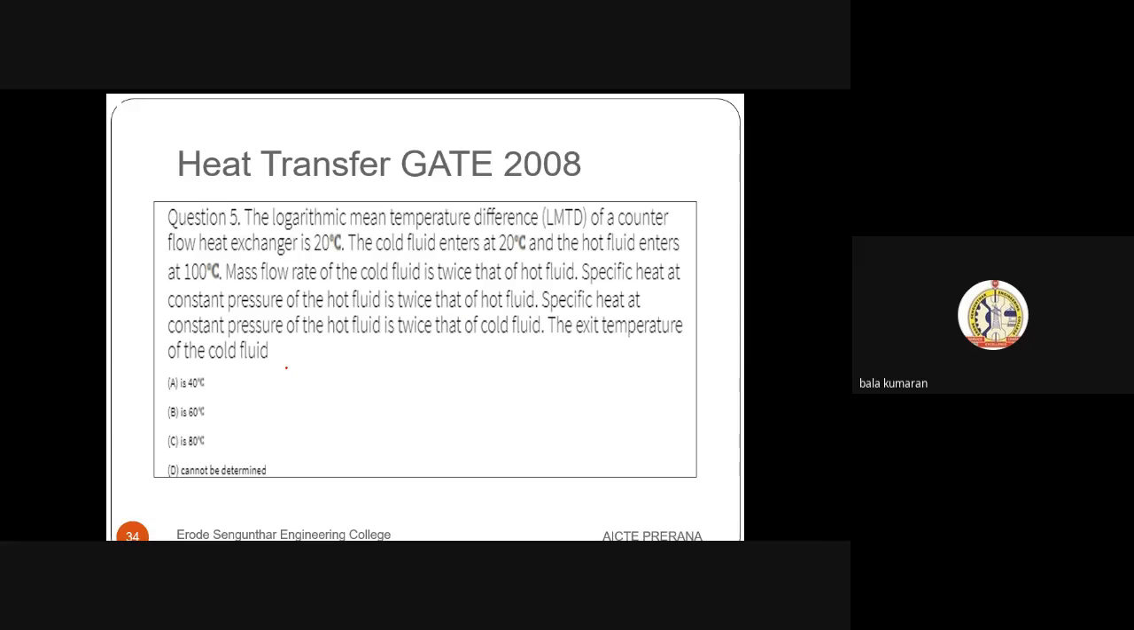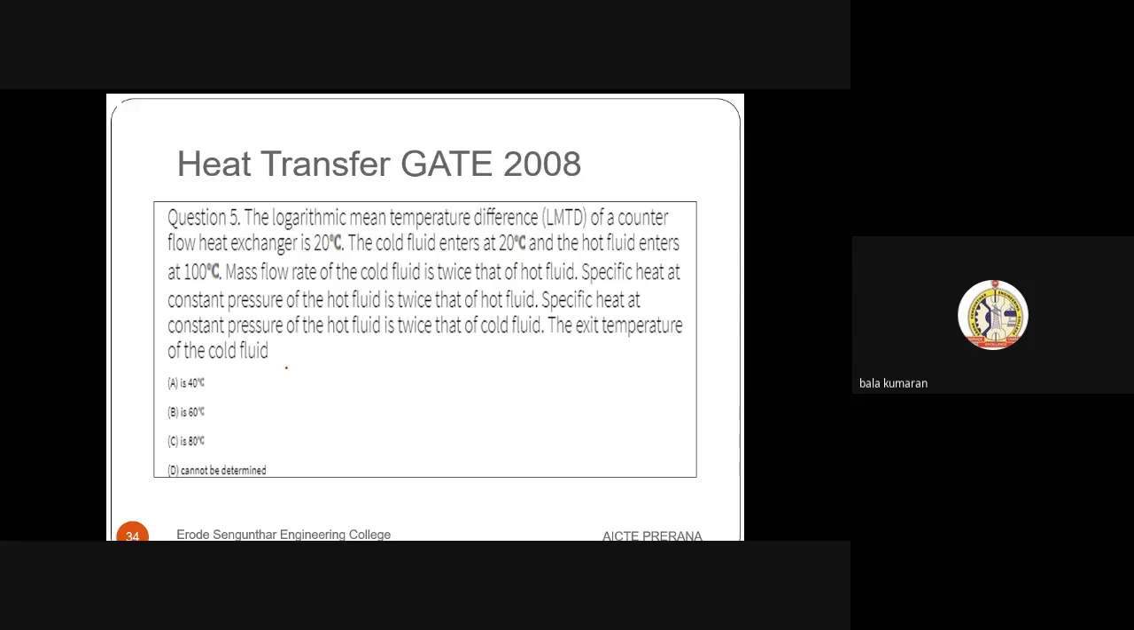Next question is the 2008 question. By seeing this question, we can conclude this session. The next questions we can see in the upcoming videos. The question is: the logarithmic mean temperature difference of the counterflow heat exchanger is 20 degrees Celsius.